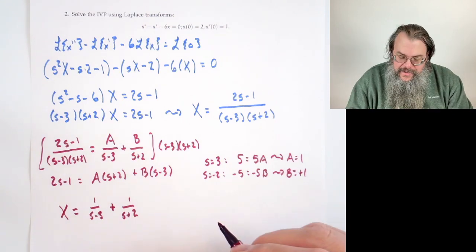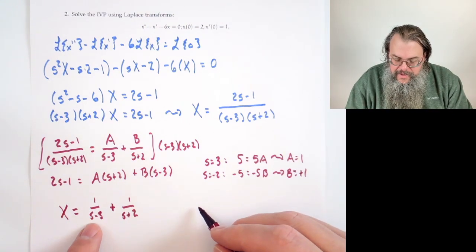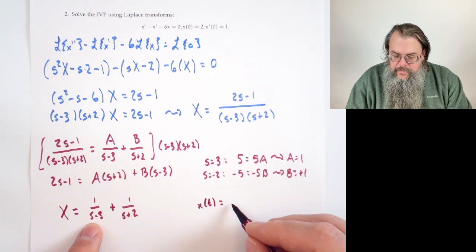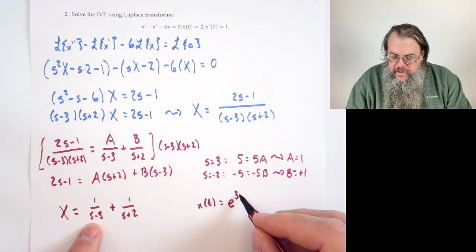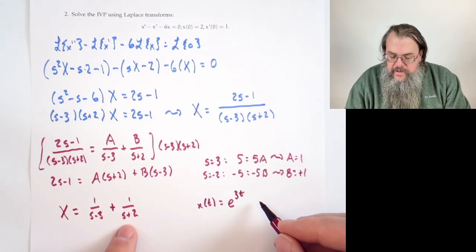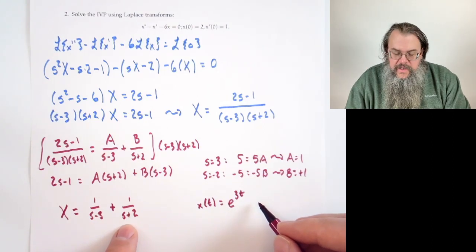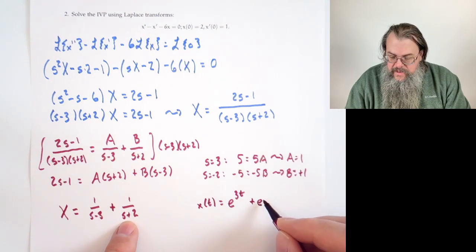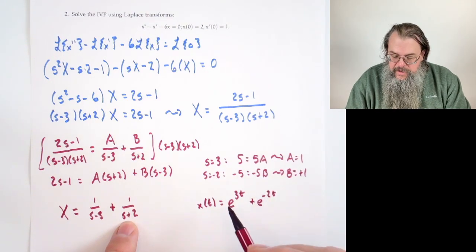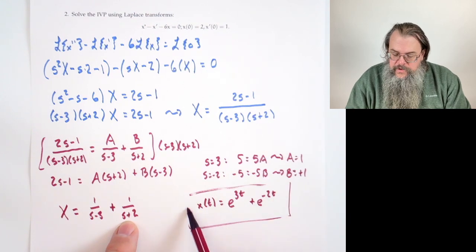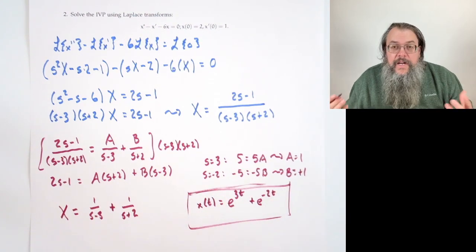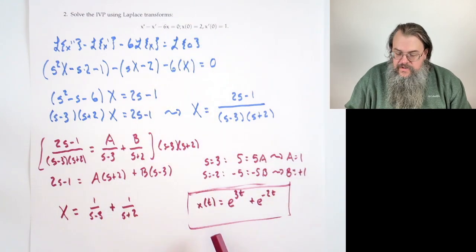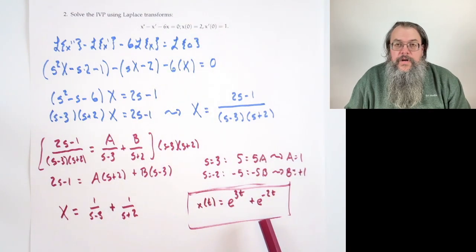Inverse Laplace says the inverse Laplace of 1 over (s minus 3) would be e to the 3t. And here, the inverse Laplace of 1 over (s plus 2), this is really s minus minus 2, so this is e to the minus 2t. Now, one thing you can do as a sanity check is check your initial conditions. When you plug in 0, do you get 2? Well, you get 1 plus 1.